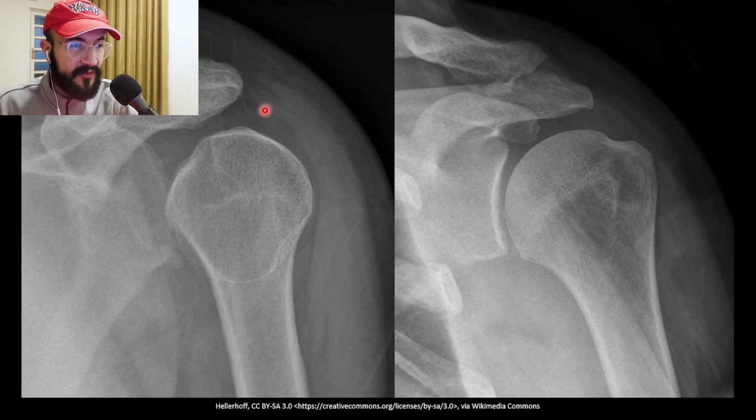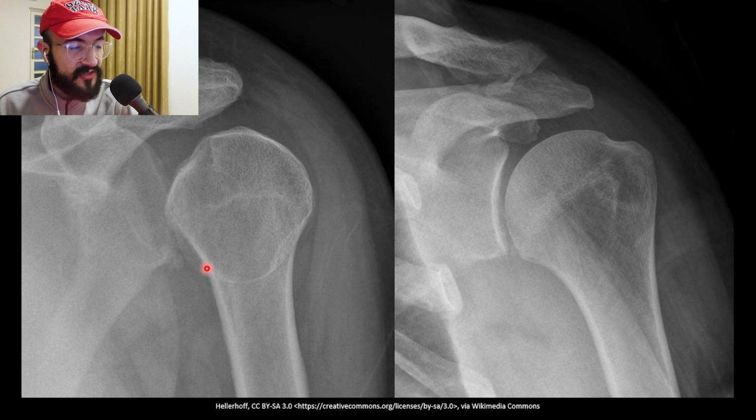So on the left picture, we can see an AP shoulder x-ray of a patient with posterior shoulder dislocation. And on the right picture is an AP shoulder x-ray of a normal shoulder. So if we assess the x-ray of the shoulder with posterior dislocation, we can see that the glenohumeral joint is not congruent. This here is the glenoid, and this is the humerus. We can see that the joint space is wide, and there is no congruency between the humeral head and the glenoid. While on the normal x-ray, we can see that there is a congruency and the joint space is normal.